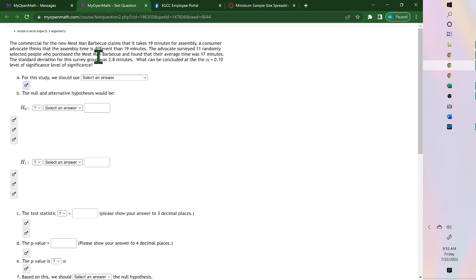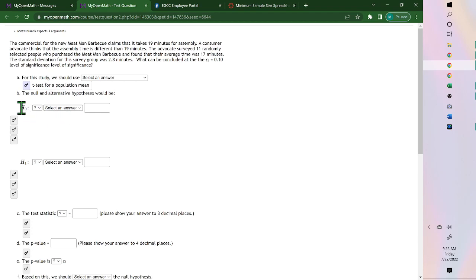There's only 11 randomly selected people, and the standard deviation is from the sample, not the population. If it's not from the population, then it has to be a t-test. So the main thing you're looking for, whether it's T or Z, is the standard deviation. If it comes from the sample, it's T. If it comes from the population, it's Z.